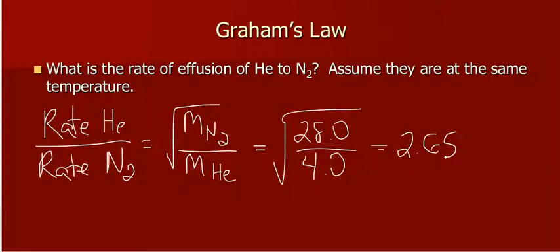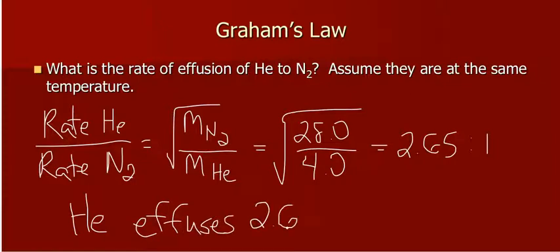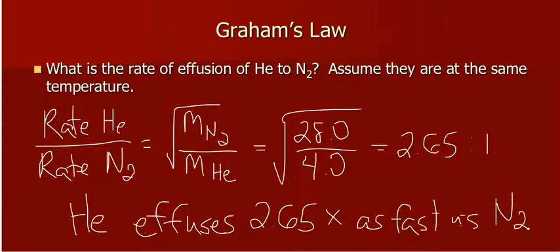And we have to make a comparison here. So what is the rate of effusion of helium to nitrogen? It's always compared to 1. So 2.65 to 1. And what this means is helium effuses 2.6 times as fast as nitrogen. And that makes sense because helium has a lower molar mass compared to nitrogen, so it should effuse faster, and it effuses 2.6 times faster than nitrogen.